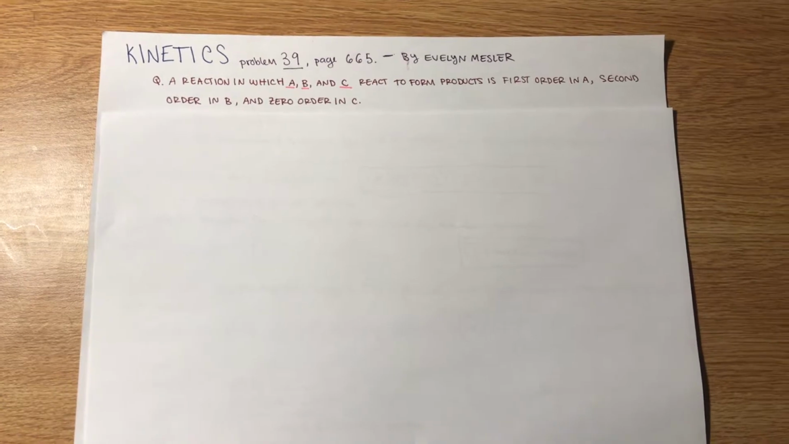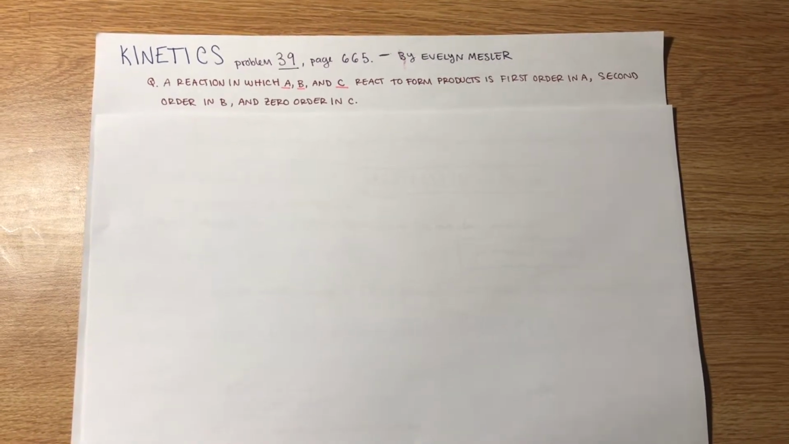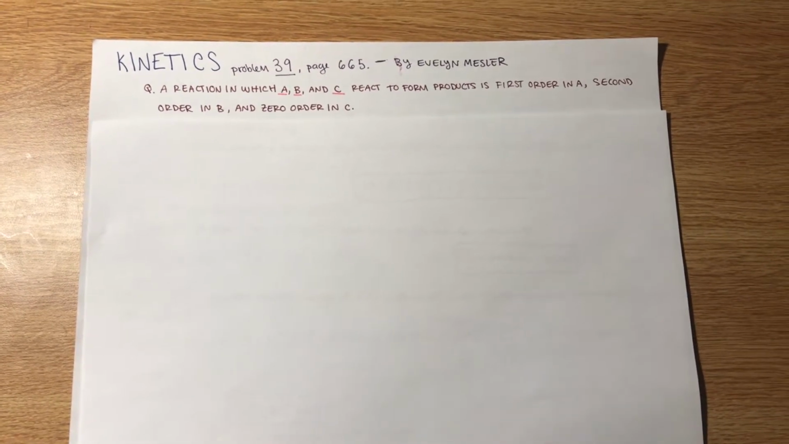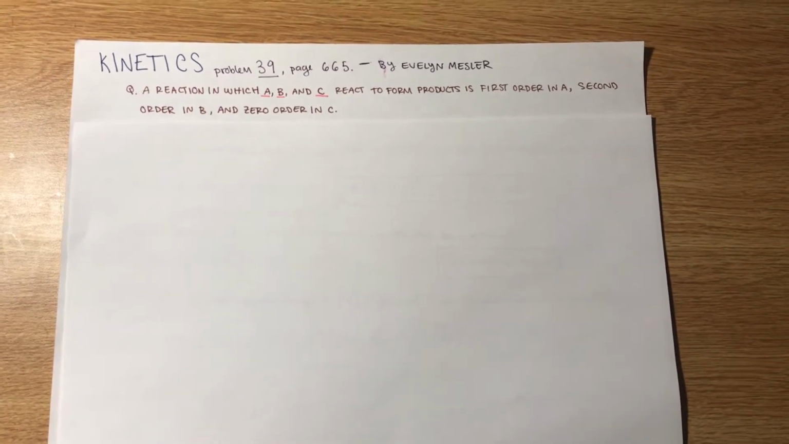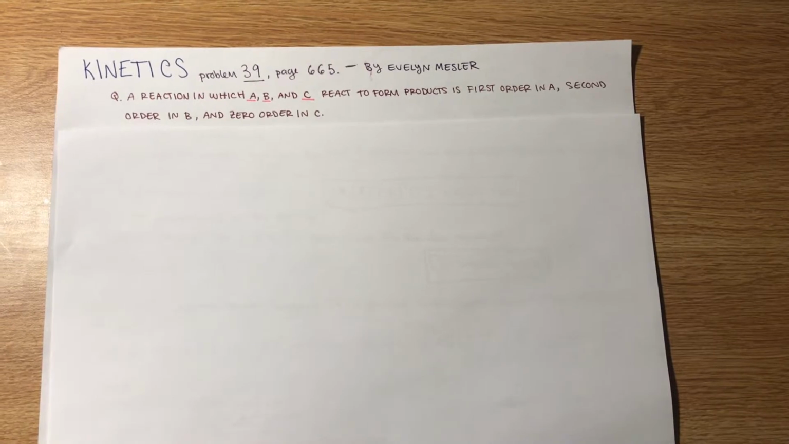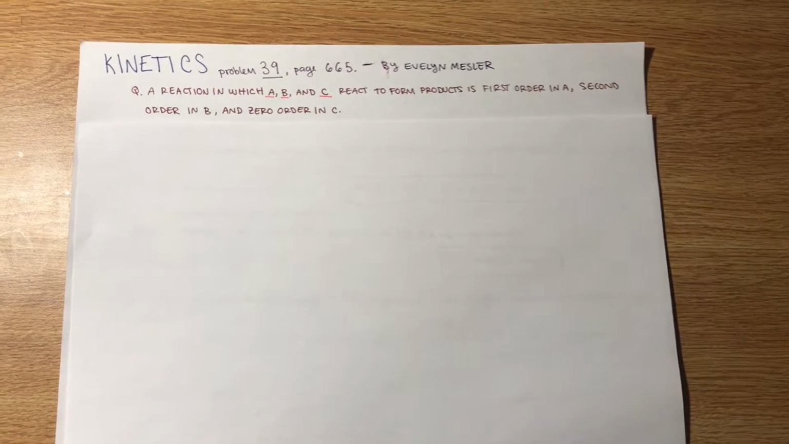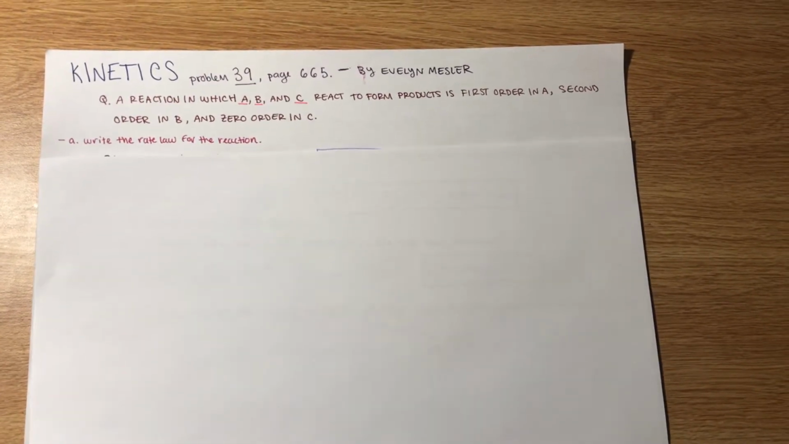Hi, my name is Evelyn Mesler, and I will be working on problem 39 from Kinetics, Chapter 14, on page 665 of your textbook. The question reads, a reaction in which A, B, and C react to form products is first order in A, second order in B, and zero order in C.